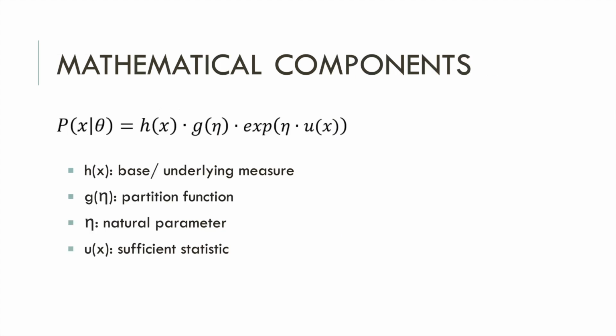We will now briefly discuss the mathematical components of the equation. As you can see, the equation here calculates the probability of a random variable x taking on a certain value given theta. This is calculated by taking h of x, which is the base or the underlying measure, and multiplying this with g of eta, which is referred to as the partition function. This is then multiplied with the exponent of eta, which is the natural parameter, multiplied with u of x, which is also referred to as the sufficient statistic.